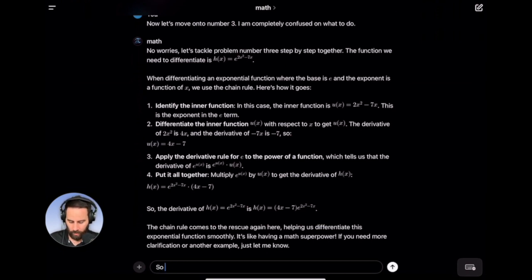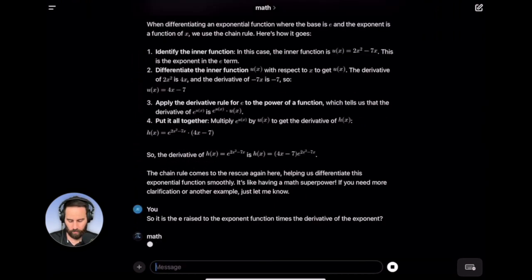So it is the e raised to the exponent function times the derivative of the exponent. Is that what it is?